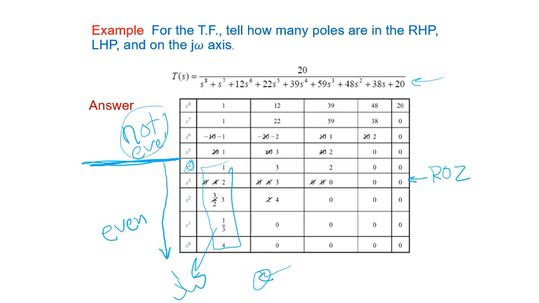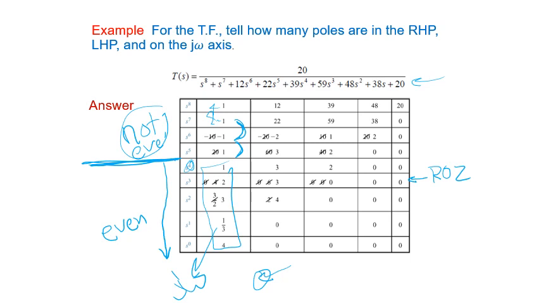That's for the even. How about the not even? Not even, we will check the number of changes in sign. This is positive, positive, negative. This is one change. Negative to positive, another change. So there are 2 changes in sign. That means there are 2 poles on the right hand side. 2 poles on the right hand side.